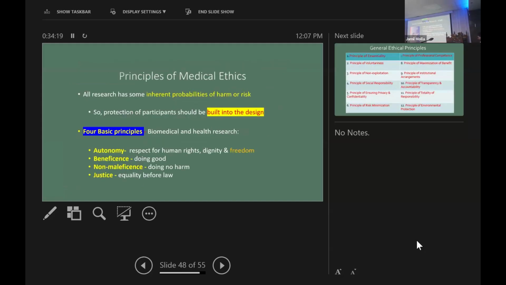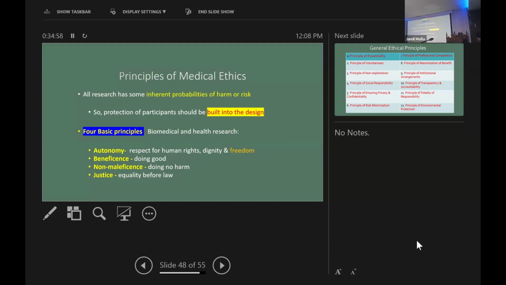Now, come to the principles of medical ethics. Primarily, there are four basic principles: autonomy, beneficence, non-maleficence, and justice. These make the four primary and basic principles of any biomedical research. What are they? Autonomy is something you can always understand. A person should be informed about what all things he is expected to do, what possible risks he may face, and what outcomes are possible.